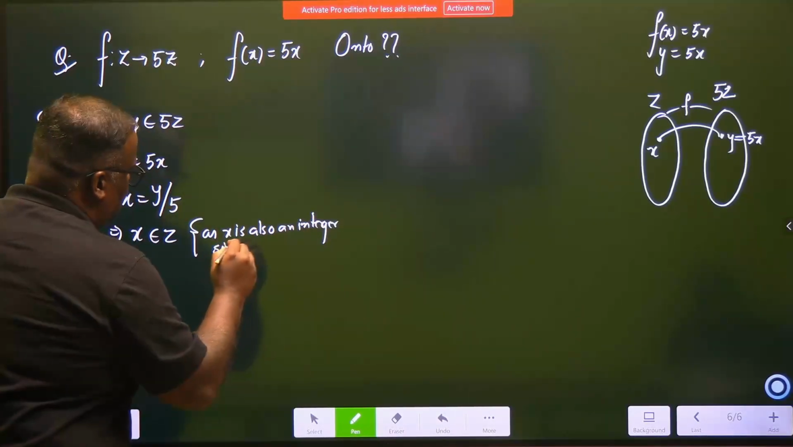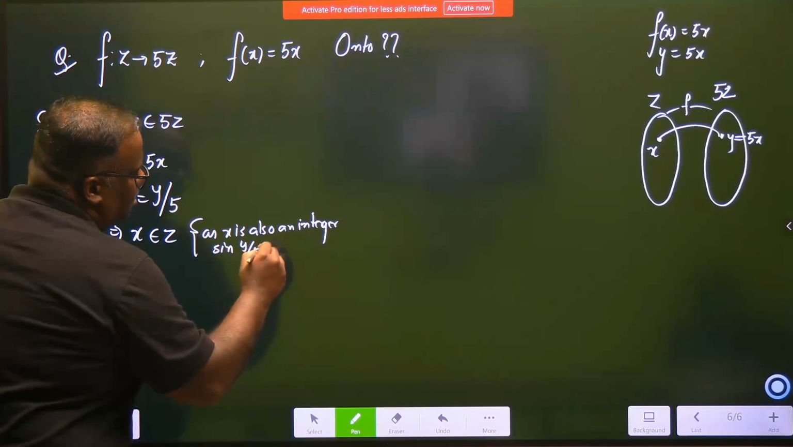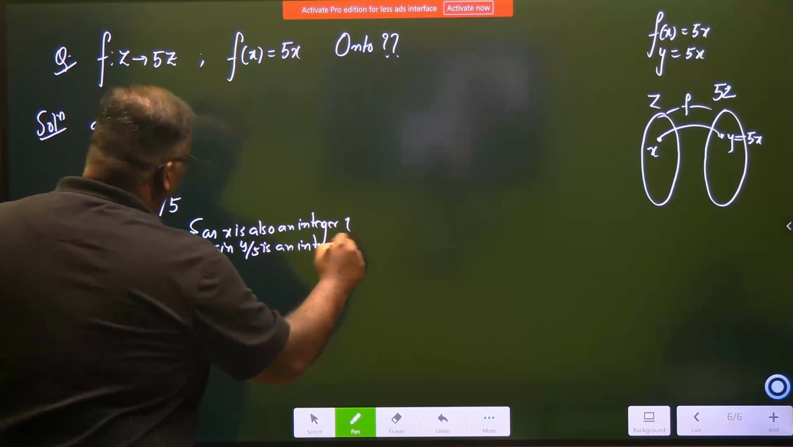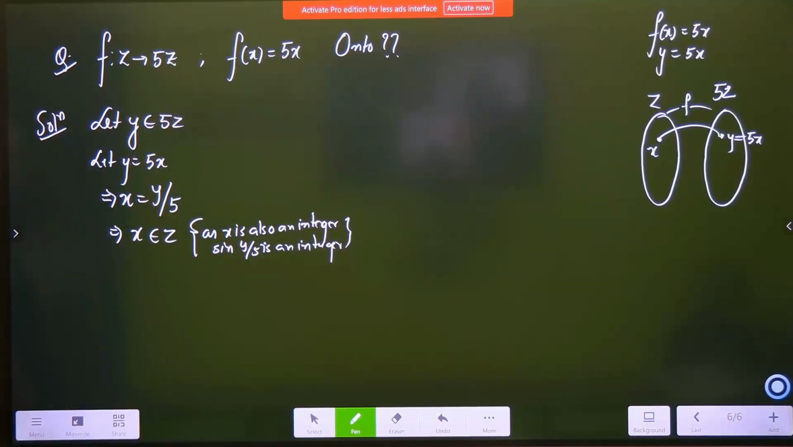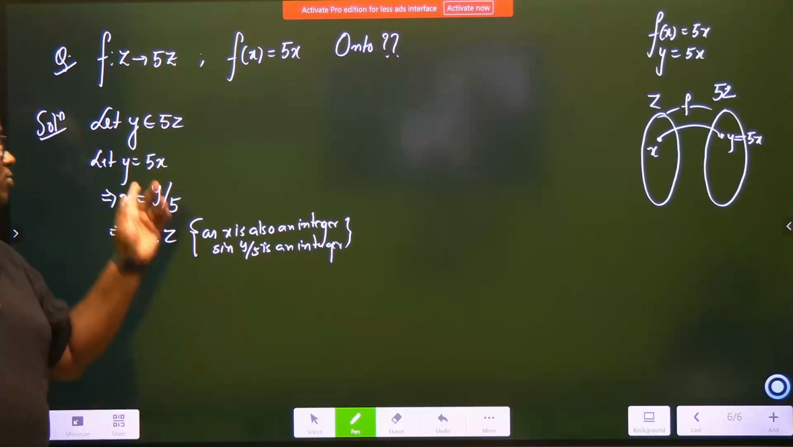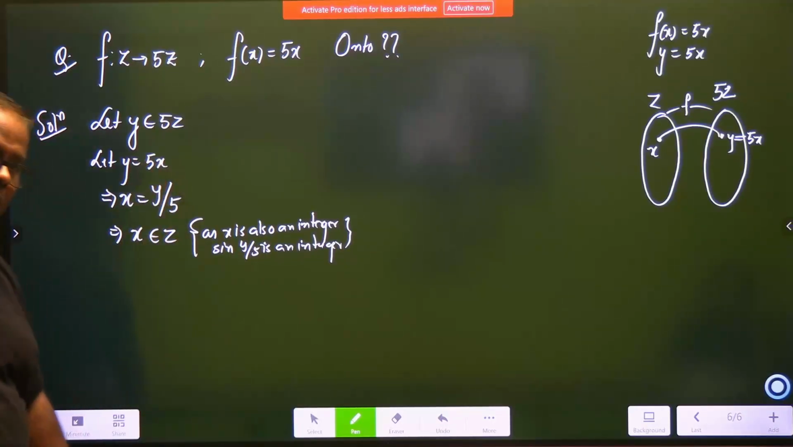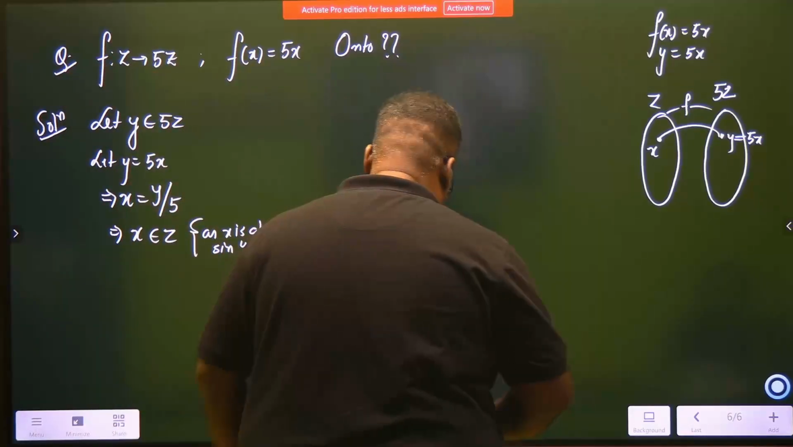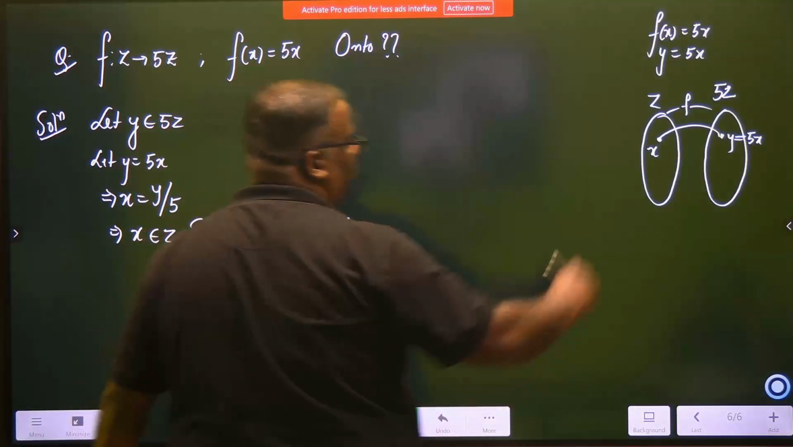Since y by 5 is an integer. Need not write all this, I am writing for your clarification purpose. How did I conclude x belongs to Z? Because if this is an integer, the integer divided by 5, because you said y is equal to 5x. Clear?